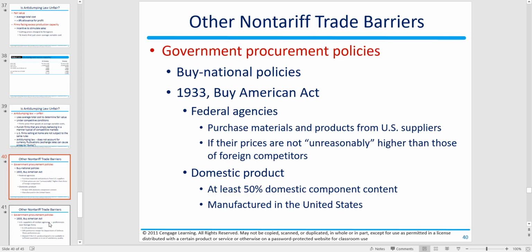Other forms of trade barriers. So far we discussed the quotas, the subsidies, the domestic content requirements, anti-dumping duties, and now I'm going to talk about government procurement policies. An illustration of this is the Buy American Act.